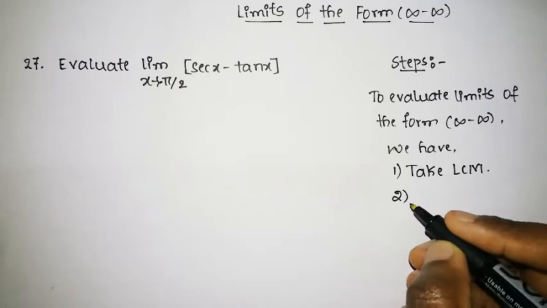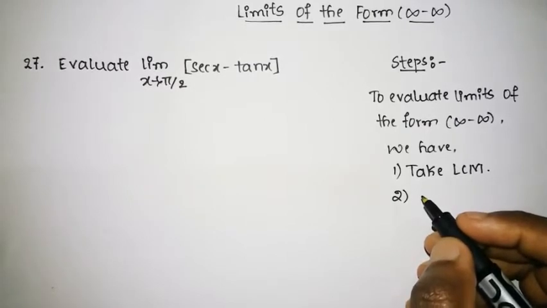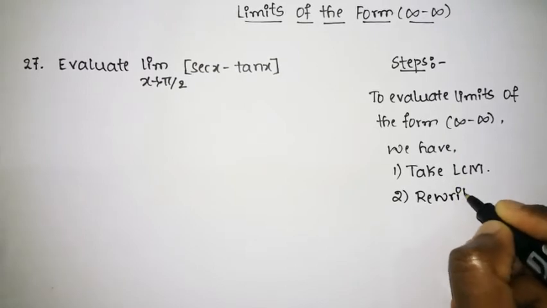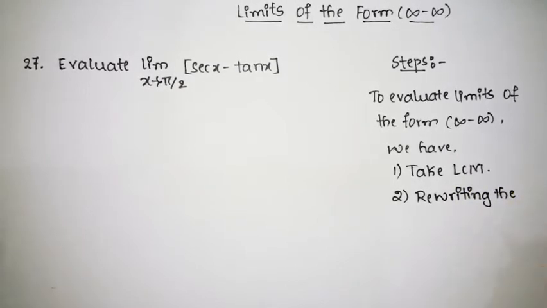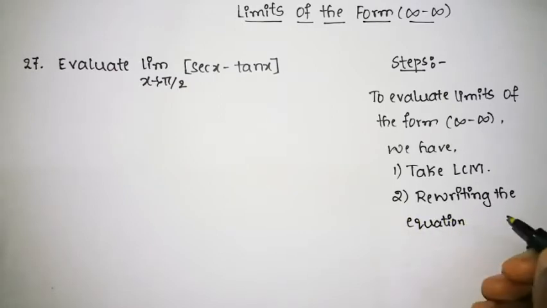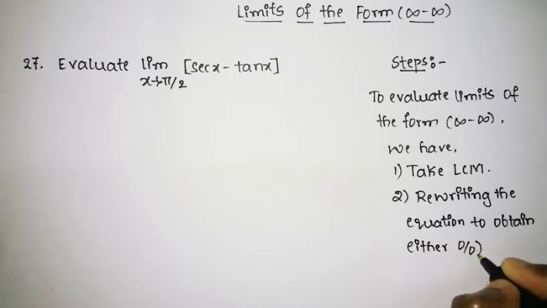Then once we take the LCM, the next step is we need to rewrite the given expression in order to obtain either 0 by 0 or infinity by infinity form. So we are going to rearrange or rewrite the equation to obtain either 0 by 0 or infinity by infinity form.